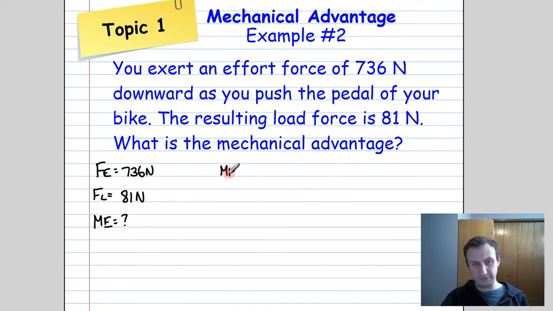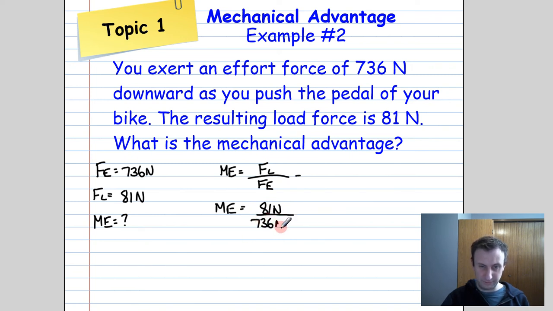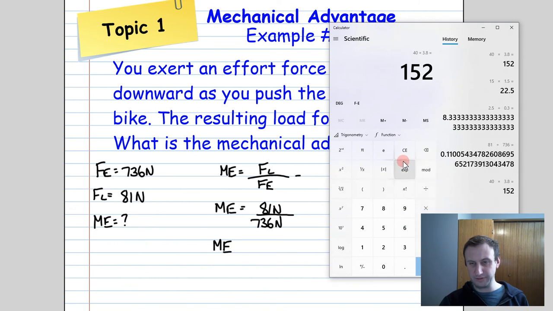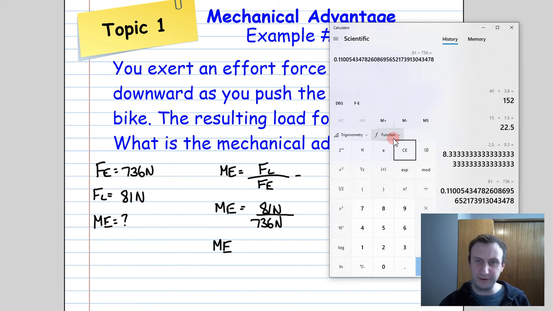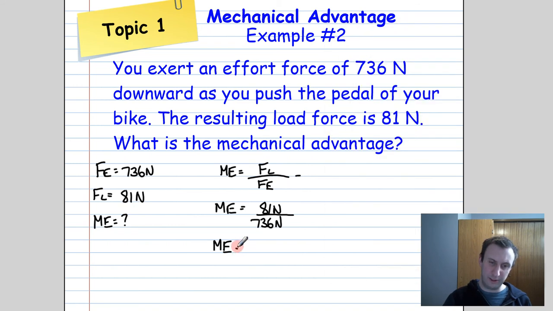So mechanical advantage is equal to load force divided by effort force. So I have mechanical advantage is equal to 81 newtons divided by 736 newtons. And this formula, again, you're going to have on the formula sheet, so it's not something you have to stress out about in terms of how do I remember these formulas? You get the formula given to you. So 81 divided by 736 gives me 0.11.